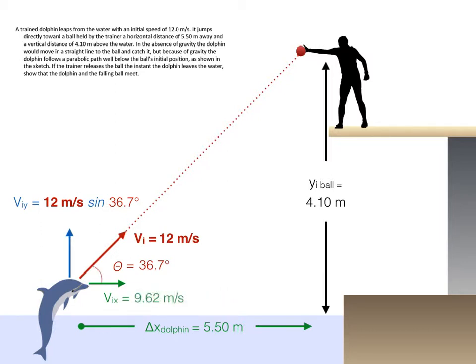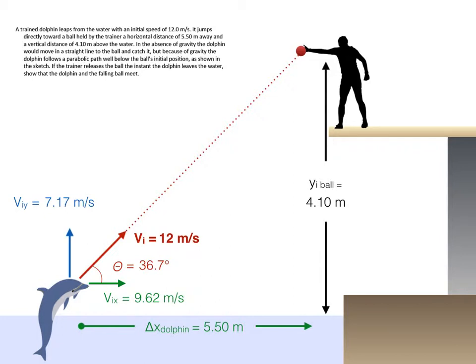What's the x component? That's 12 cosine 36.7, which is 9.62 meters per second. What's the y component? That's 12 sine 36.7, which is 7.17 meters per second. So this is the x and y component of the dolphin's velocity coming out of the water, because that velocity is at that 36.7 degree angle. That's good. We have our initial velocity of the dolphin in x and y components.